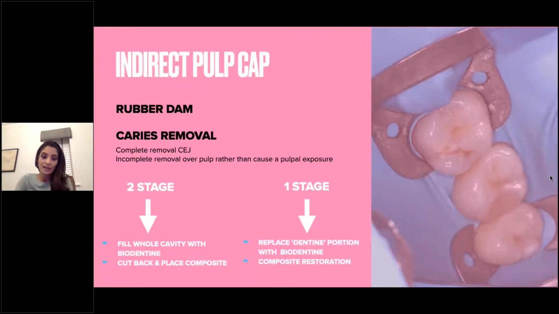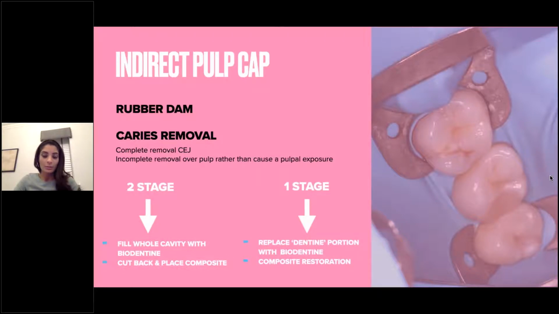The main concerns I had with putting composite directly onto Biodentine were that Biodentine, when it's initially placed, is quite a delicate material. It takes some time to fully develop its strength and its seal. So if we put composite straight away, we get polymerization shrinkage, and there was always a risk that the Biodentine was being pulled away from the pulp, creating a space between your pulp cap and the pulp.